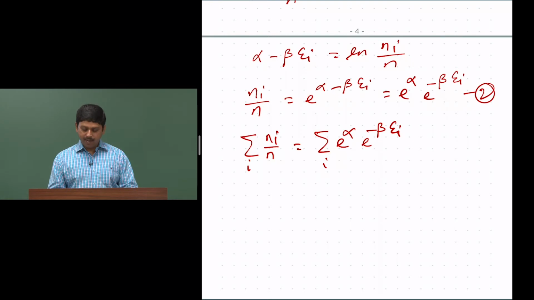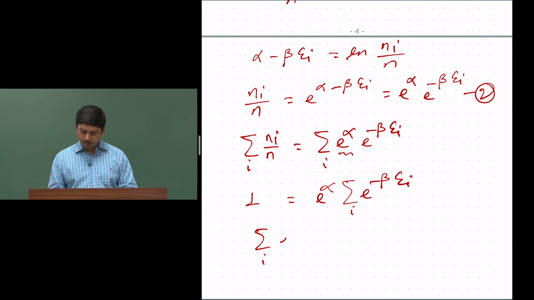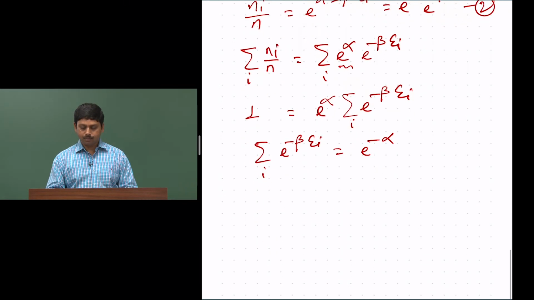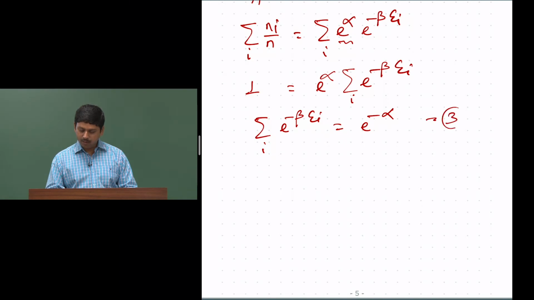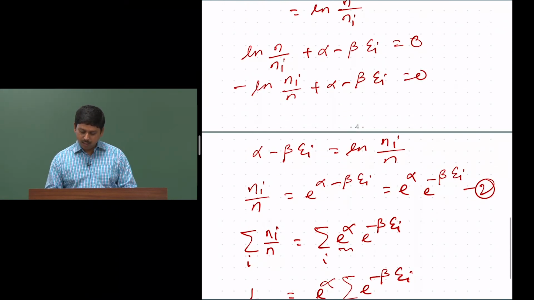So, sum of n_i by n equal to 1, e to the power alpha is a constant, will come out, e to the power minus beta E_i. Now, taking it on the other side, we get sum of e to the power minus beta E_i is e to the power minus alpha. Let us call that equation 3. Now, let us put equation 3 in equation 2.